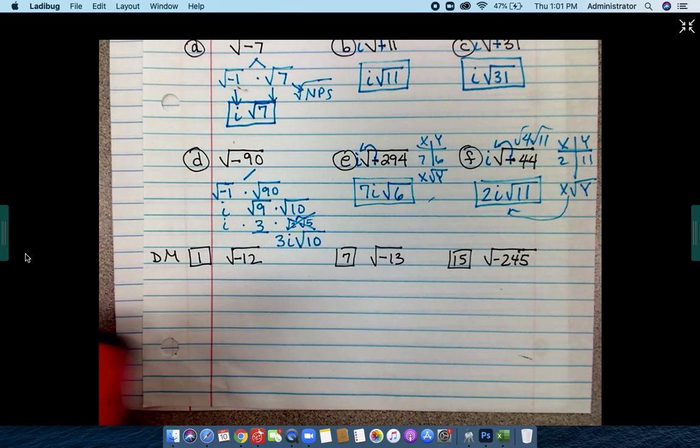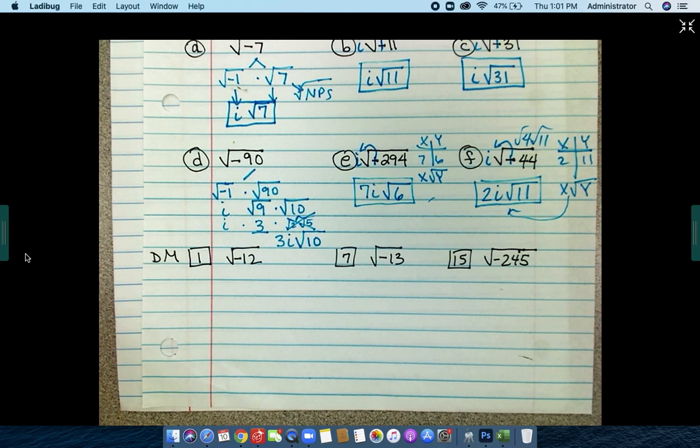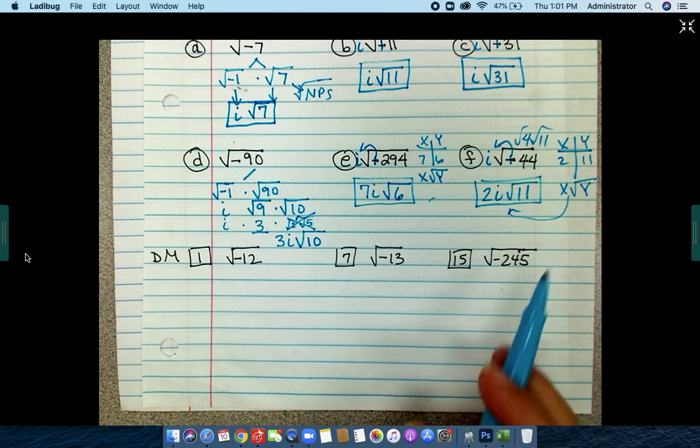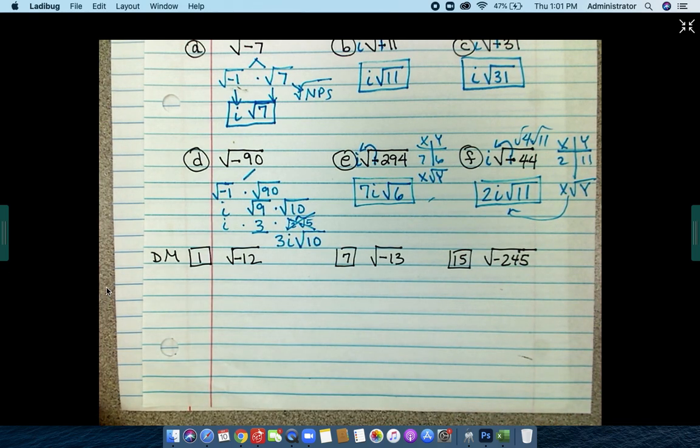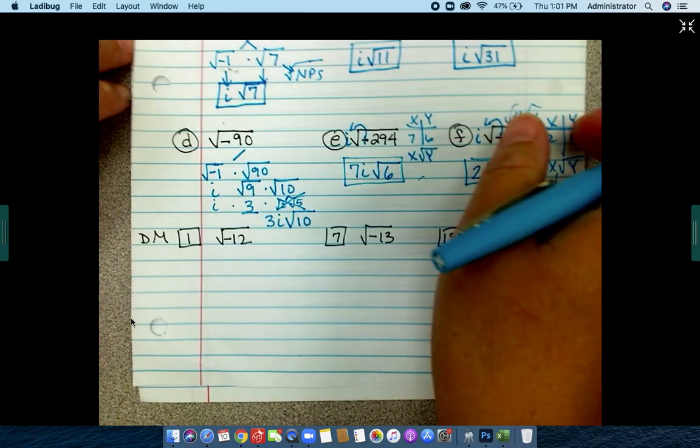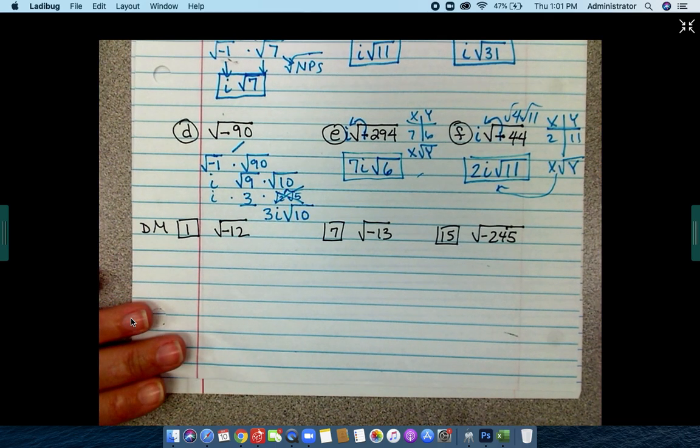So that's really all there is to it. The only difference between yesterday's lesson and today is understanding that you have an i in your answer because you're taking the square root of a negative. So you can see down here I've got 3 problems that we've got in your Delta Math assignment.